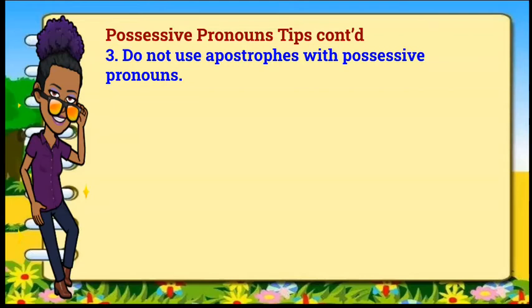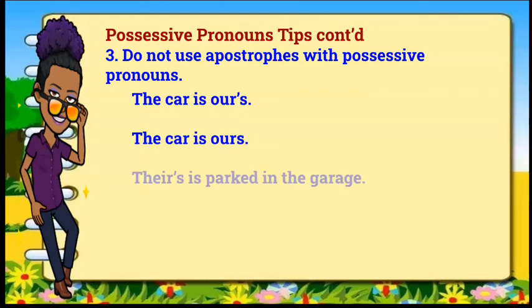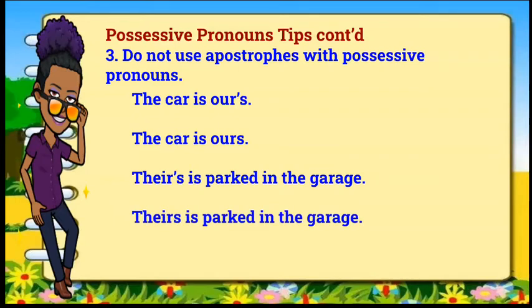Let's continue. Do not use apostrophes with possessive pronouns. Let's look at some sentences. "The car is our's." And look at how ours has an apostrophe S. "The car is ours." This one has no apostrophe. "Their's is parked in the garage." Let's look at theirs, there, the apostrophe S. And "theirs is parked in the garage." Now this theirs has no apostrophe.